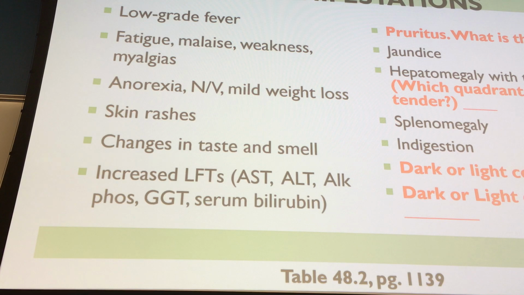So if you had somebody that you were doing an assessment on, and you've listened to the heart, you've listened to the lungs, and now you're palpating all around, which quadrant would be tender if you suspected that they had hepatitis? Right upper quadrant. The right upper quadrant, right? That's where the liver is.